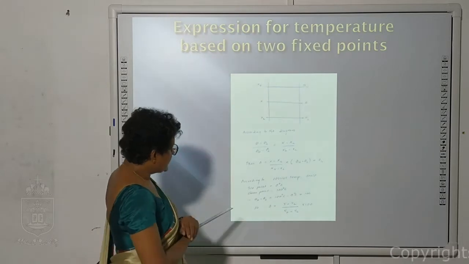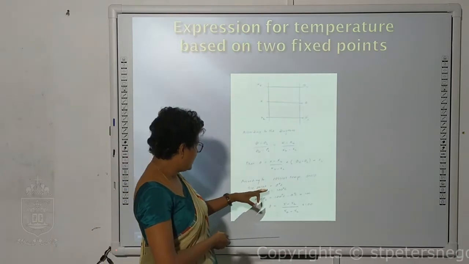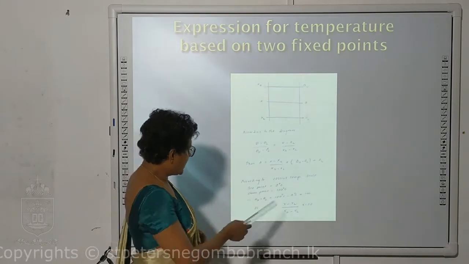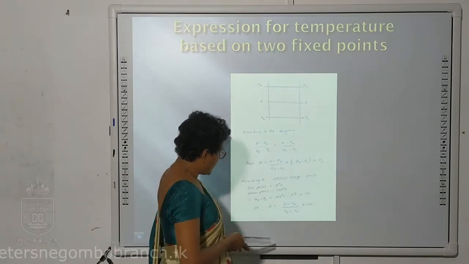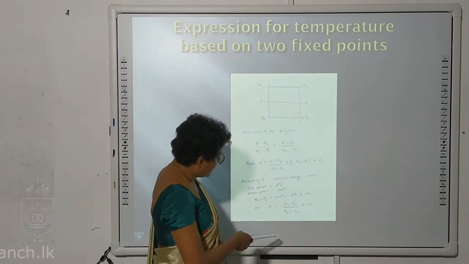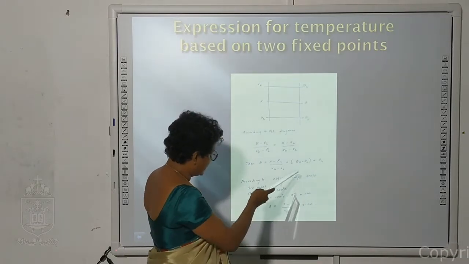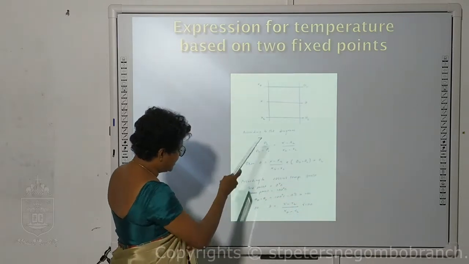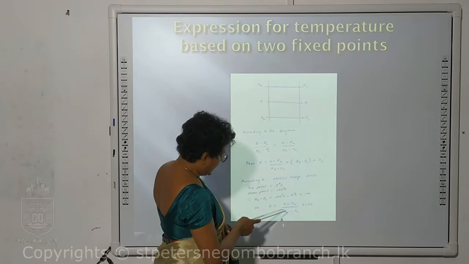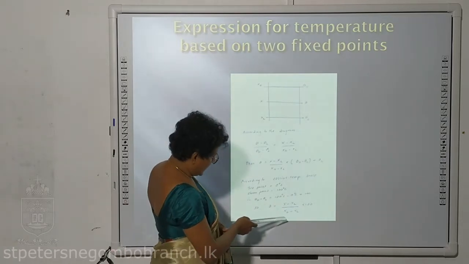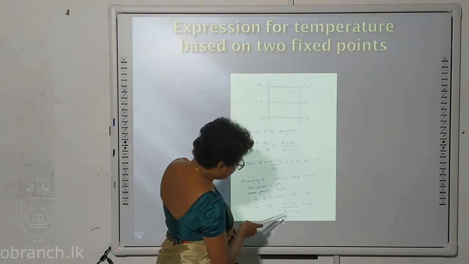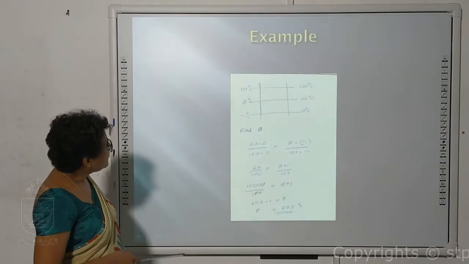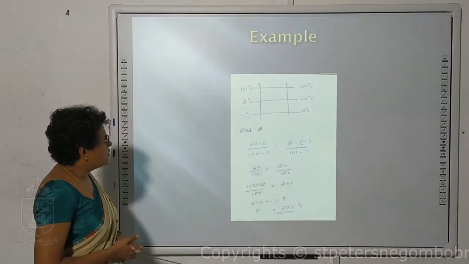Now, if theta is in Celsius, the ice point is 0 degrees and the steam point is 100 degrees Celsius. Therefore, theta h and theta l are 100 degrees Celsius and 0 degrees Celsius. So the expression reduces to theta equals x minus xl divided by xh minus xl, times 100. From this equation, we can find the unknown temperature.